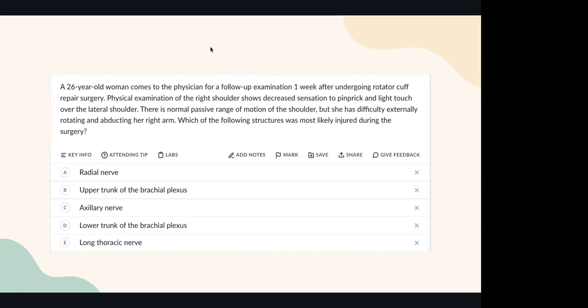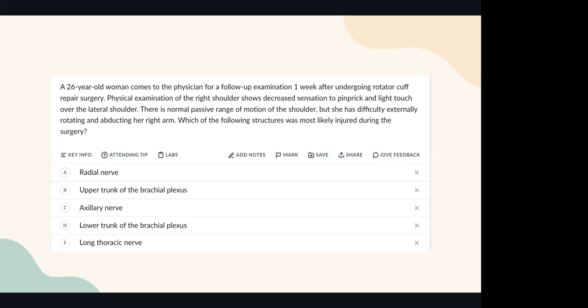A 26-year-old woman comes to the physician for a follow-up examination 1 week after undergoing rotator cuff repair surgery. Physical examination of the right shoulder shows decreased sensation to pinprick and light touch over the lateral shoulder. There is normal passive range of motion over the shoulder, but she has difficulty externally rotating and abducting her right arm. Which of the following structures was most likely injured during the surgery?